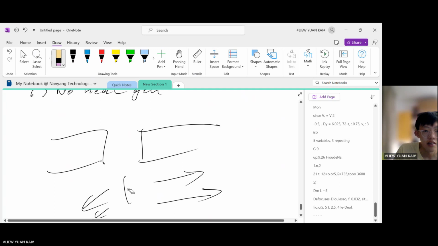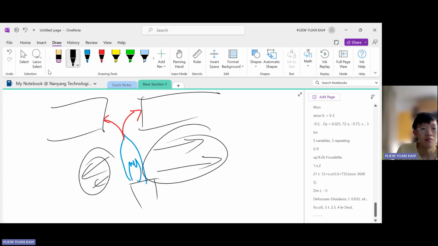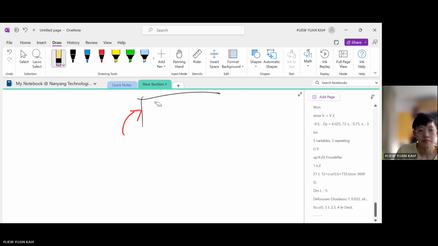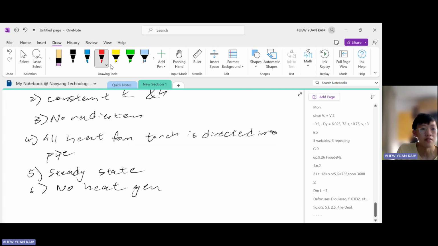So this is the flame of the propane. I'm trying to draw a propane torch flame here. So ideally, the heat should go to the pipes, but the problem is some heat is lost to the surrounding. That's why my assumption is that all heat from the torch is directed into the pipe. And this will be the basis of our comment later for our solution. So remember this fact.